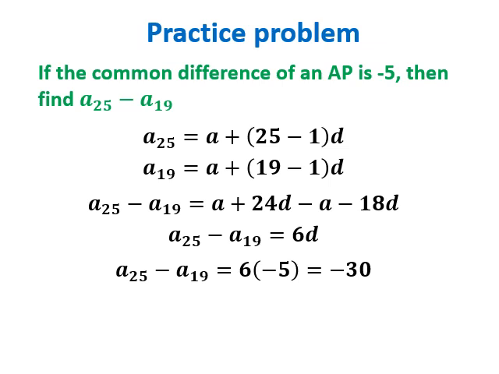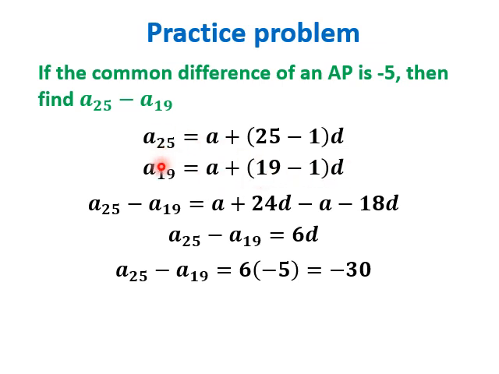Now we are taking another problem. If the common difference of an AP is minus 5, then find A25 minus A19. So we know, friends, through the nth term formula, A25 is equal to a plus (25 minus 1)d. Similarly, A19 will be a plus (19 minus 1)d.